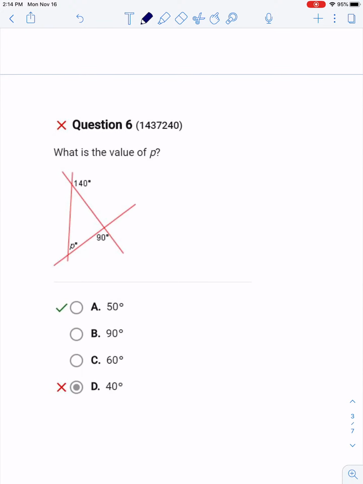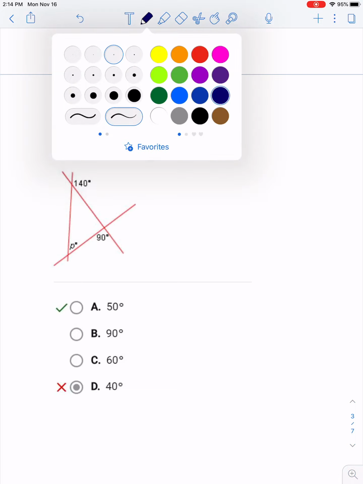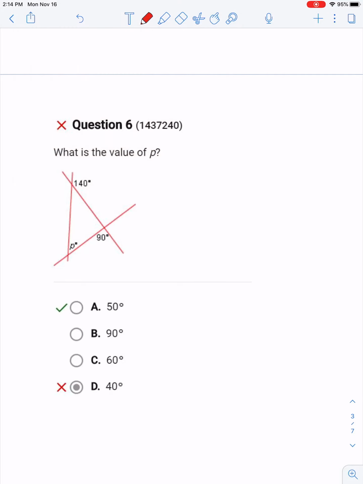Okay, question 6, what is the value of P? Okay, so I would kind of do the same thing for this. We have some exterior angles. We have right here 140 degrees and we have 90 degrees. So I can find this angle. I can also find this angle, and then I can subtract from 180 because I'm looking inside that triangle, okay?